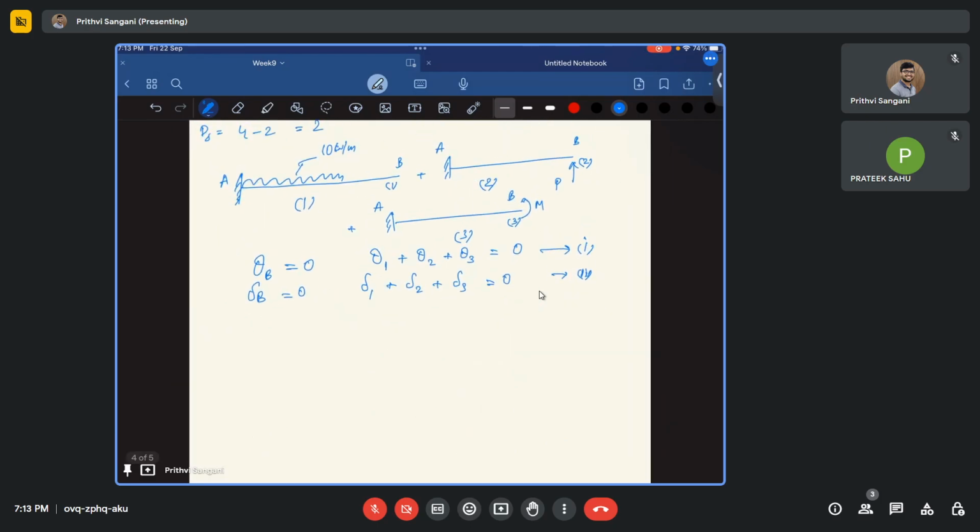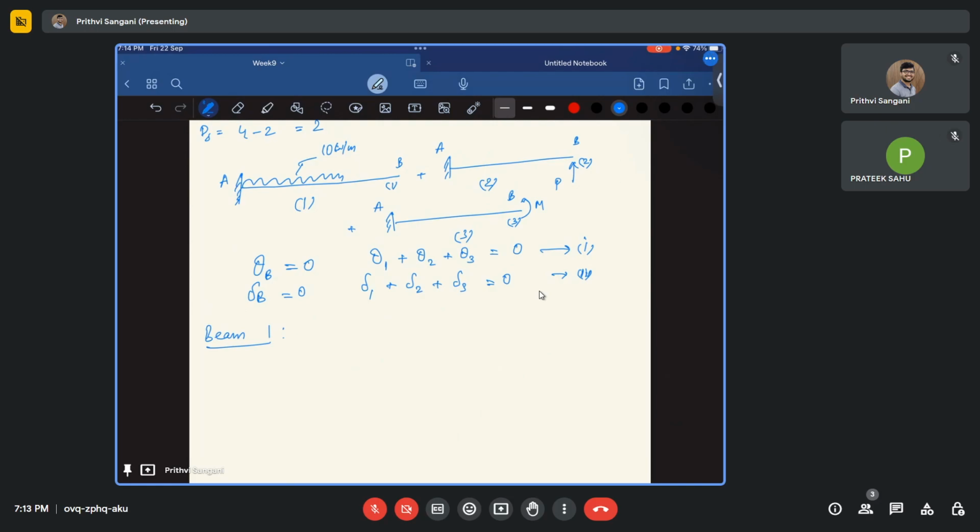Now how do we find theta 1, theta 2, theta 3? Right now beam 1, beam 2, beam 3 are the determinate structures, right? So for the determinate structures, we already know how to find out the slopes and also the displacements. So let me take beam 1. You can stop me in between if you have any doubts.